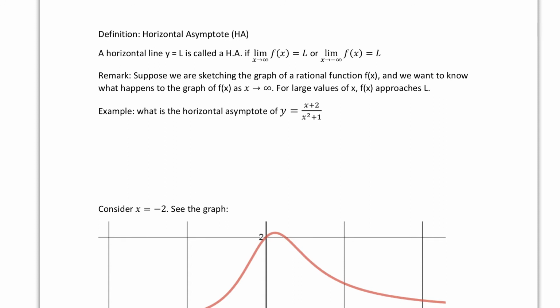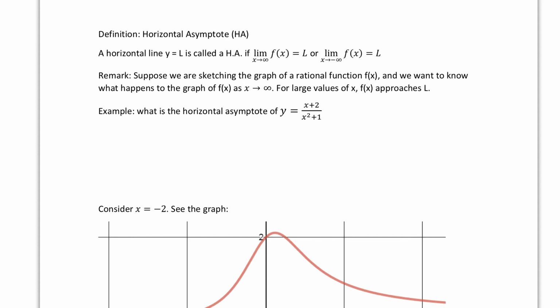For these large values of x, we know f of x will approach the asymptote L. But some of the asymptote knowledge that you have from pre-cal might be a little bit warped, a little bit skewed. So we're going to go through an example here. First off, we have y equals x plus 2 over x squared plus 1.